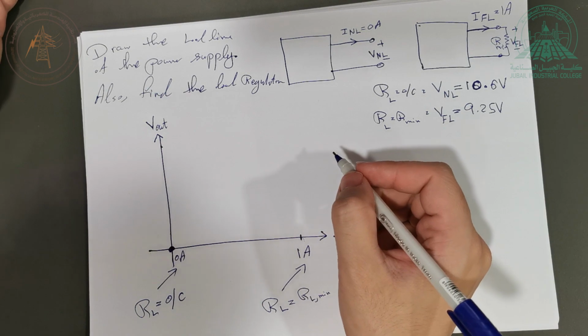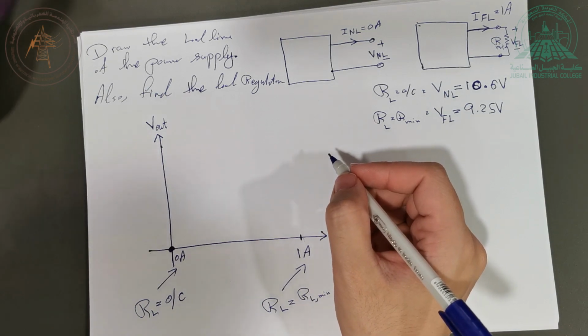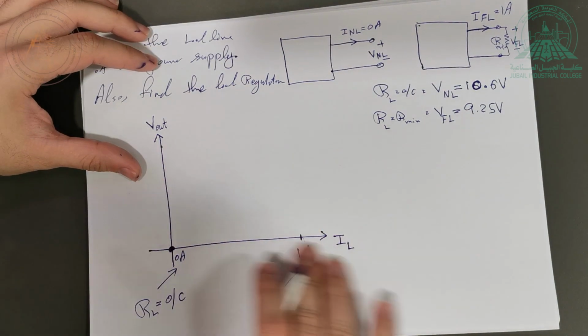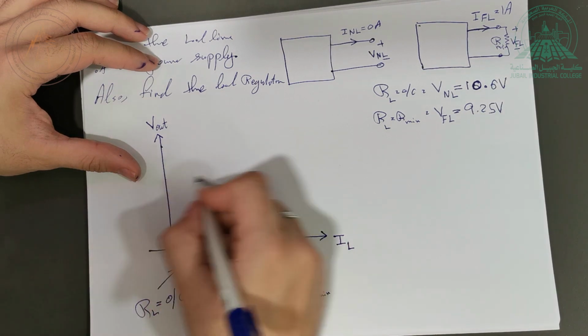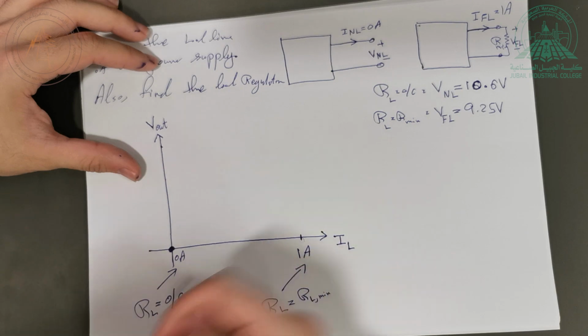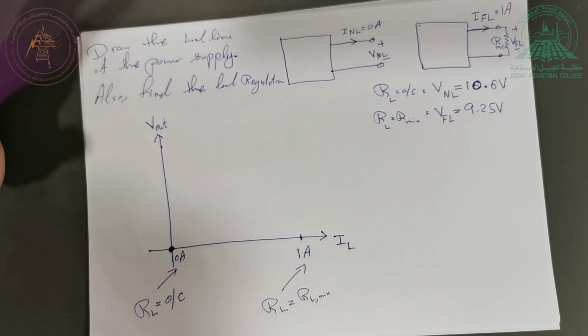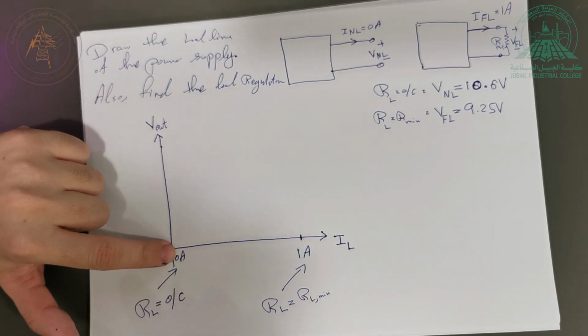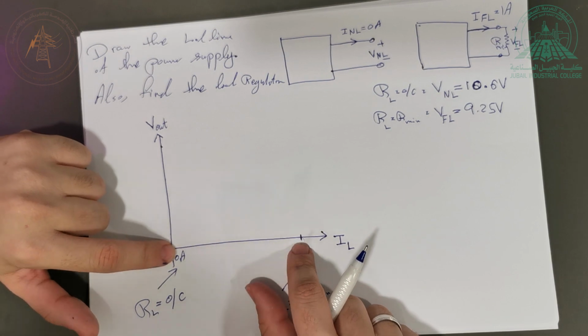This is how a well-regulated power supply should be. Regardless of the load, I should get the same voltage. I should provide the same voltage. But right now, because of imperfections in the device, this is not going to be the case. Here I'm going to get some voltage. Here I'm going to get a little bit smaller voltage.